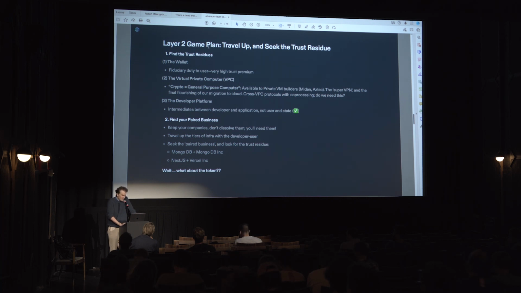The open source thing, the utility, and then the trust residue, the thing you need to provide to the user, and they come to depend on you, and this opportunity of value extraction.